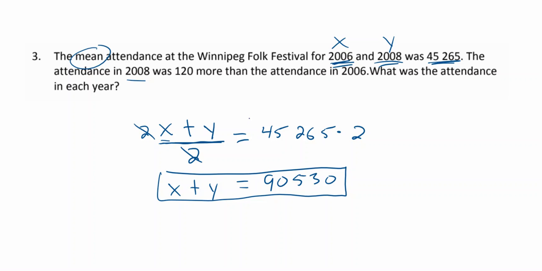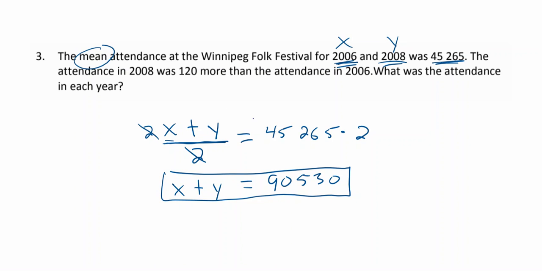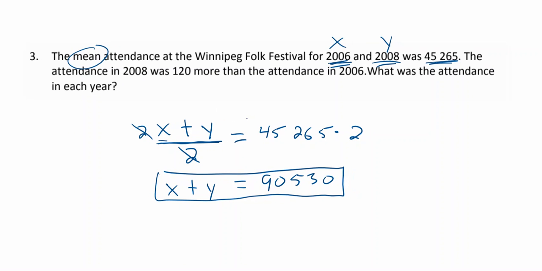And then let's start working on the second one. So now the second equation comes from the second sentence here. So the attendance in 2008, so that was my Y, right? Y was 120 more than the attendance in 2006. So that was my X. Okay. So Y would be equal then to whatever X was plus another 120.